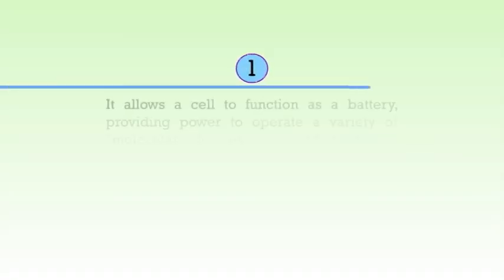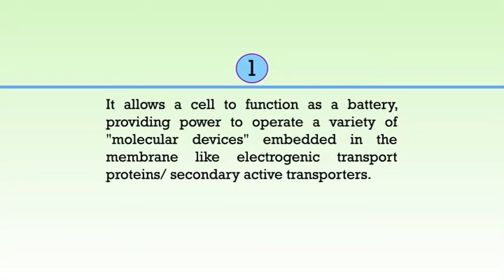With respect to the exterior of the cell, typical values of membrane potential range from minus 40 millivolts to minus 80 millivolts. The membrane potential has two basic functions. First, it allows a cell to function as a battery, providing power to operate a variety of molecular devices embedded in the membrane, like electrogenic transport proteins, which are the secondary active transporters.